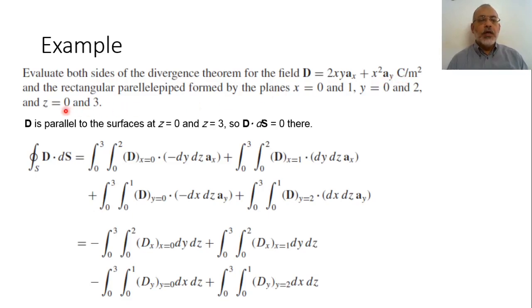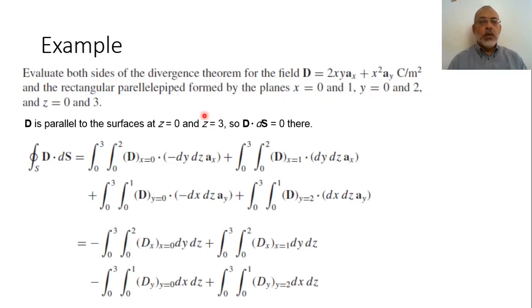So effectively, the surface z equals 0 and the surface z equals 3, their normals are negative z and positive z. In this case, the integration on the surface z equals 0 would be 0 because we don't have a z component. Similarly, the integration on the surface z equals 3 would be 0 because we don't have a z component. So we are going to talk about the 4 surfaces: x equals 0, x equals 1, y equals 0, y equals 2.